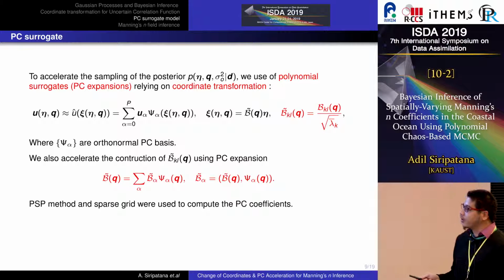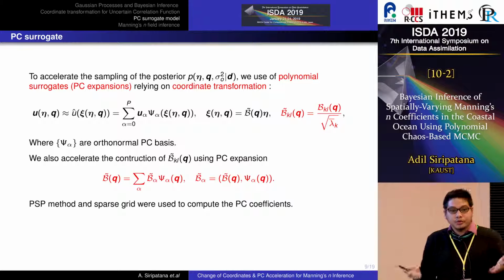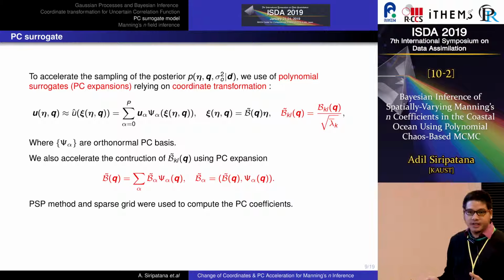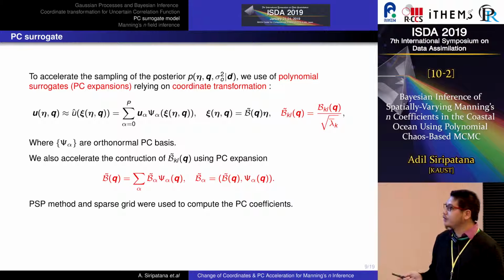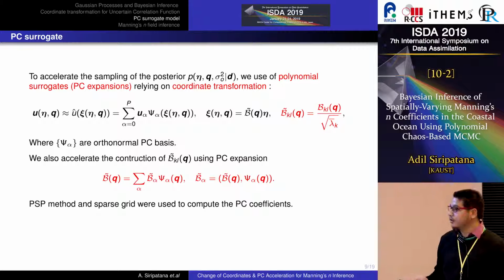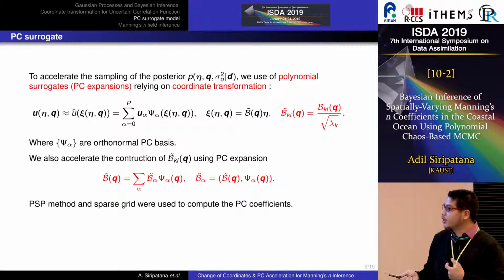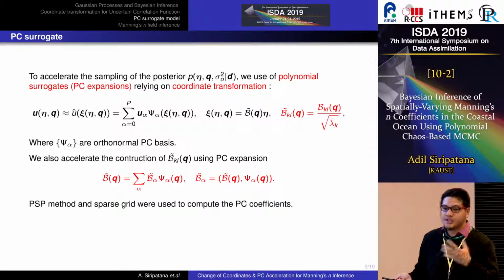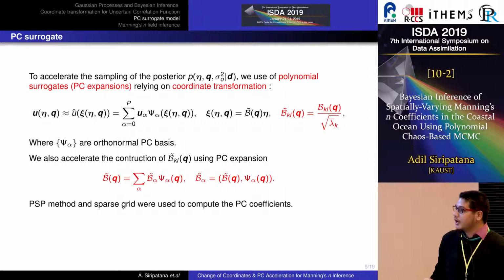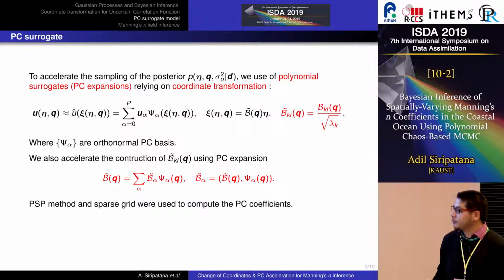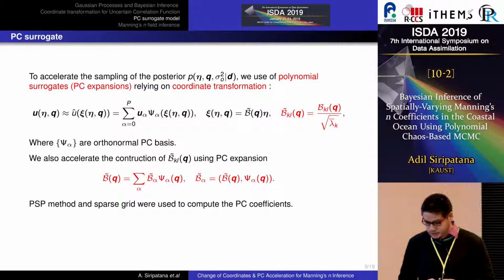In this work, you notice that B tilde kl also depends on Q, and building this coordinate transformation matrix is really expensive too, because you need to do the KL decomposition every time. So we also build a PC surrogate using the PC expansion of this coordinate transformation matrix as well. This is a lengthy subject, and I would just say that I used the pseudo-spectral projection method and sparse grid to compute the PC coefficients to be used in the inference.